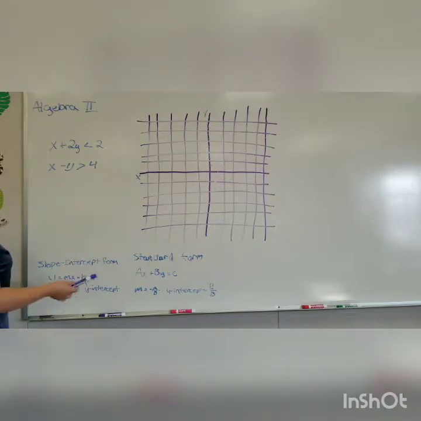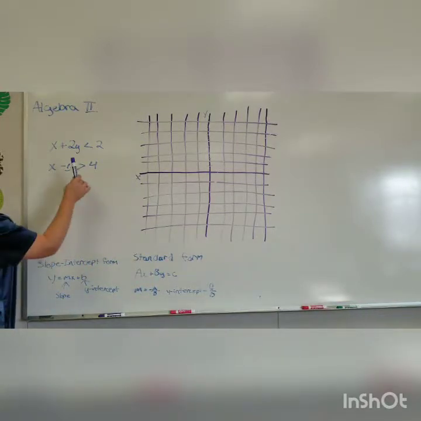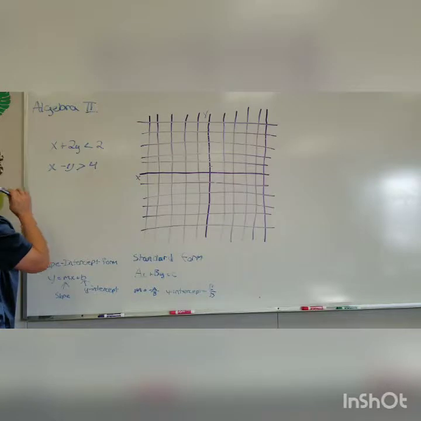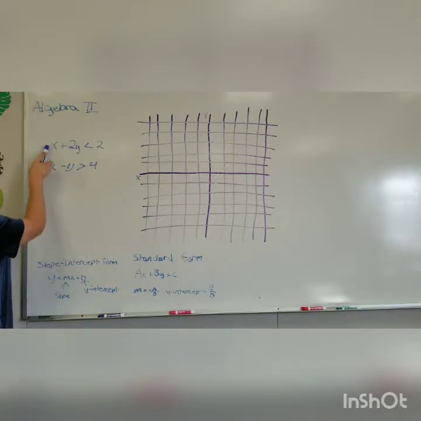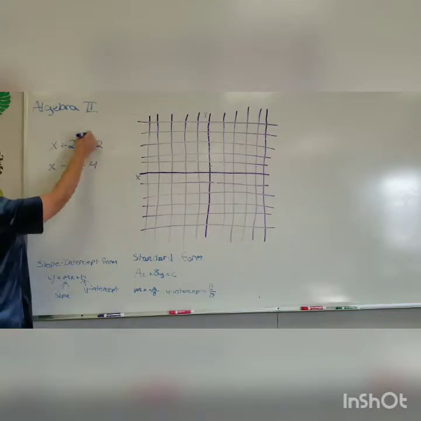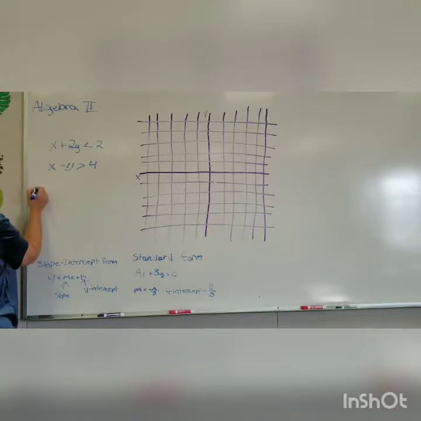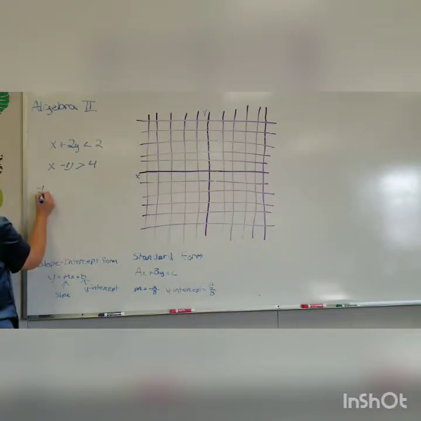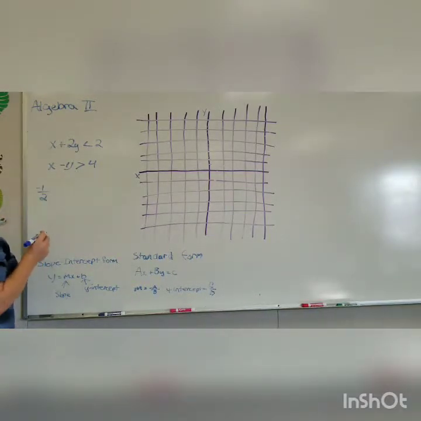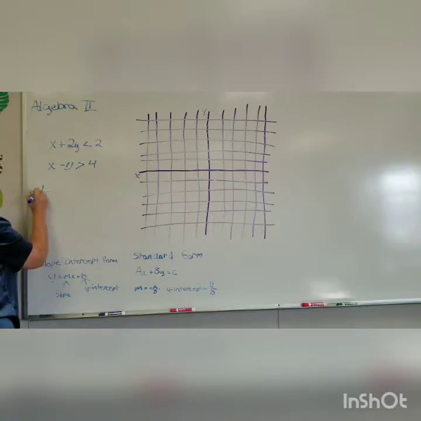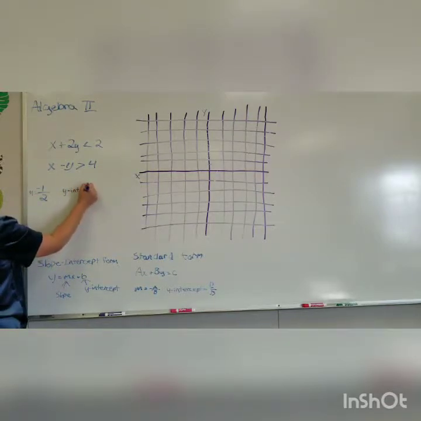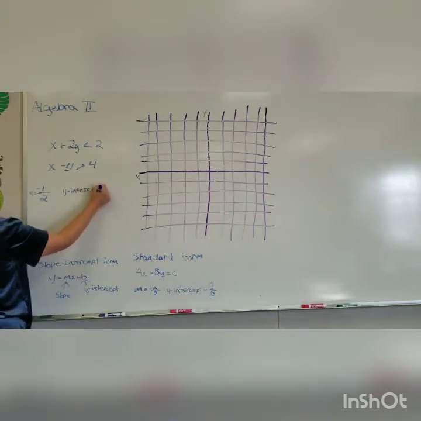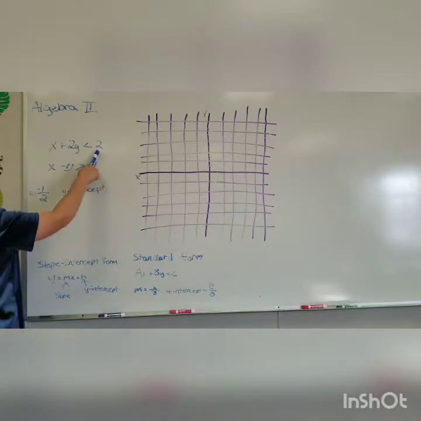So in this line, our slope is going to be negative a over b. So right here we have 1x. You never see a 1, but that's what it means. So in this line here, our slope is going to be negative 1 over b, which is 2. Our slope is negative 1/2. That's m, m equals slope. And the y-intercept is equal to c over b, where c in this equation is 2.